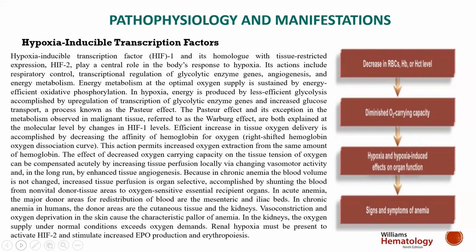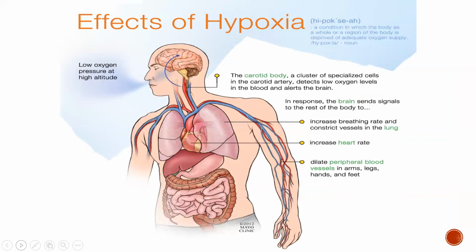Vasoconstriction and oxygen deprivation in the skin cause the characteristic pallor of anemia. In the kidneys, the oxygen supply under normal conditions exceeds oxygen demands. Renal hypoxia must be present to activate hypoxia-inducible transcription factor 2 and stimulate increased erythropoietin production and erythropoiesis.